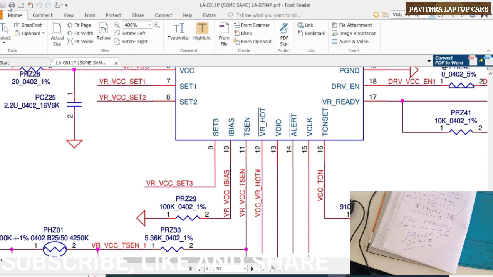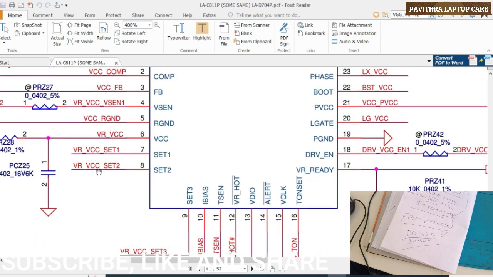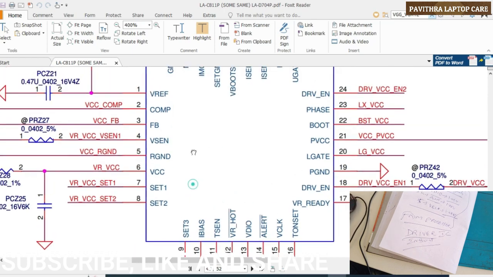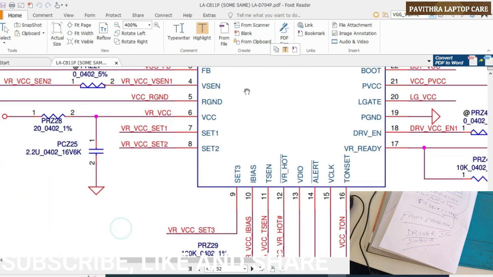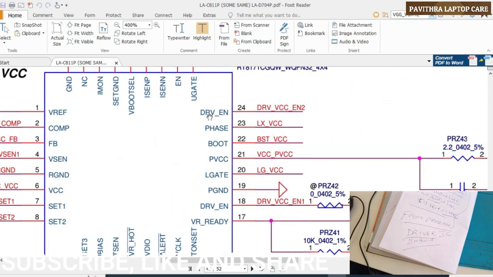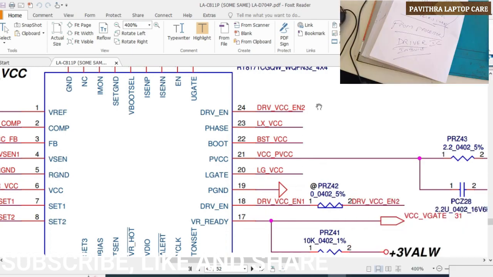Okay, and then see here this set 1, set 2, set 3 all will start. According to the processor it will start, and it produces the driver enable signal. Driver enable signal pin 18 and pin number 24 are both the same, internally connected to each other. See, DRV VCC enable 1 through that 0 ohms resistor is named DRV VCC enable 2. This one goes to pin number 24. Okay, these both are the same.